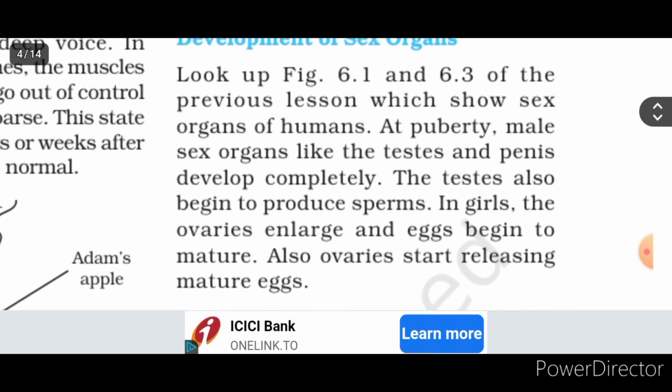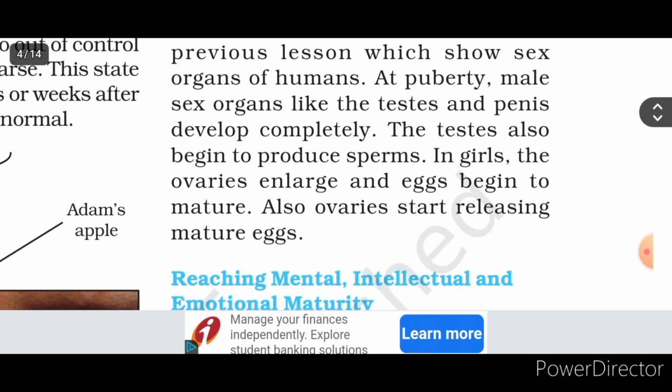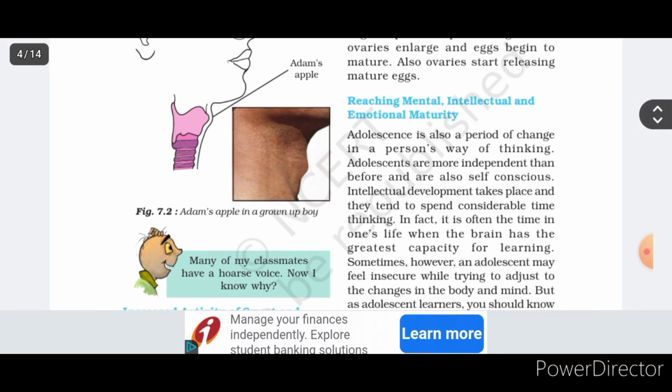Development of sex organs at puberty. Male sex organs like the testes and penis develop completely. The testes also begin to produce sperms. In girls, the ovaries enlarge and eggs begin to mature. Also, the ovaries start releasing mature eggs.